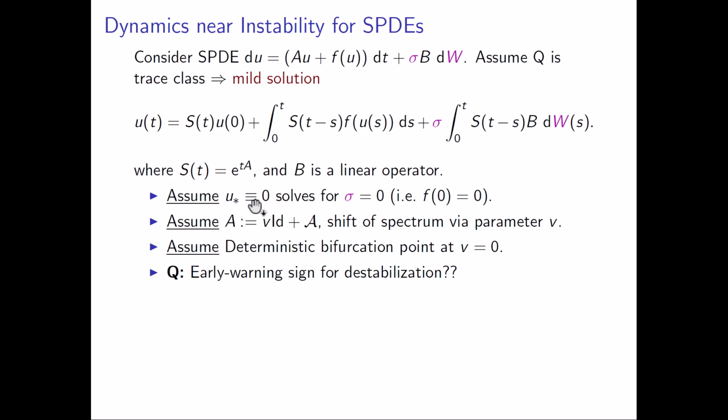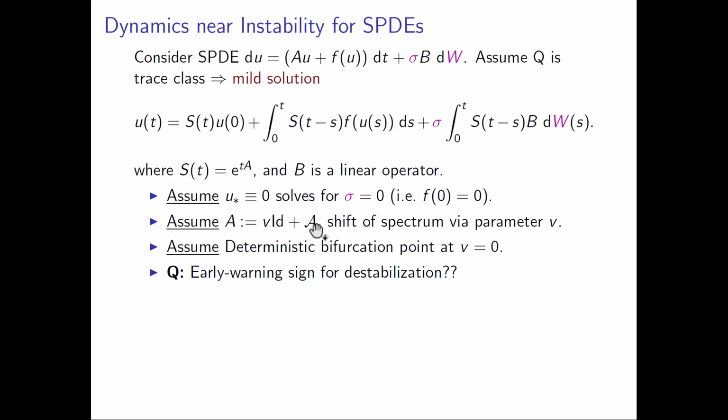So let's assume that for the deterministic system, so for sigma equal to 0, u star, there's a trivial branch of solutions. So you should think of pitchfork or transcritical bifurcations that we want to tackle. Let's assume A, the operator, is basically given by an identity that's shifted around, plus some more, like in curly A. And this curly A, the standard example again would be the Laplacian.